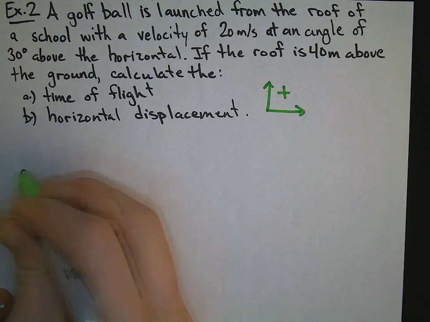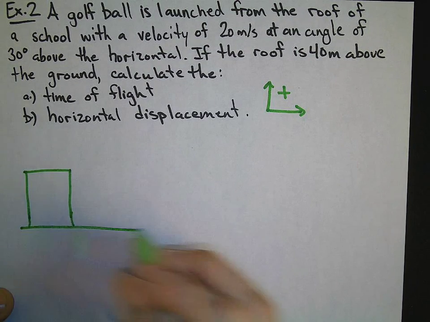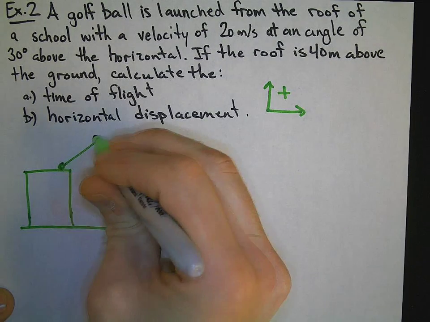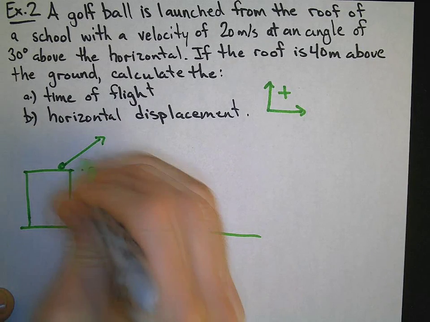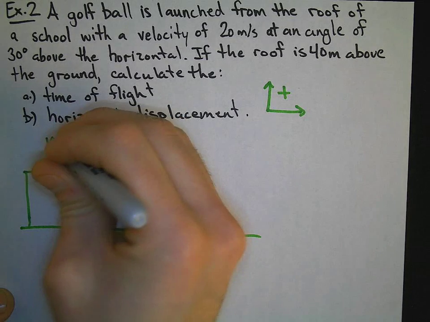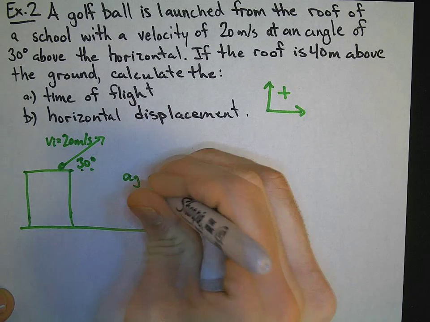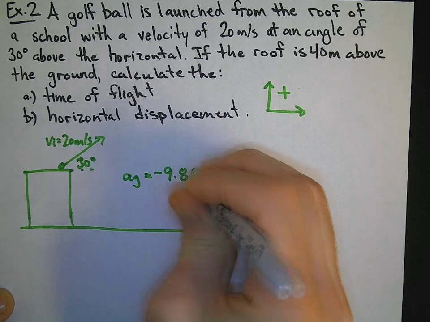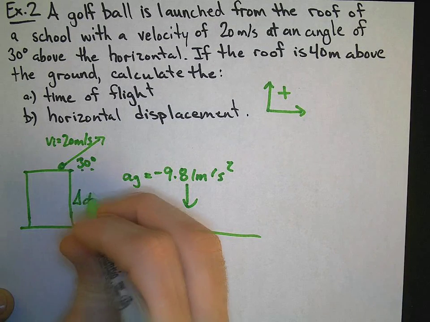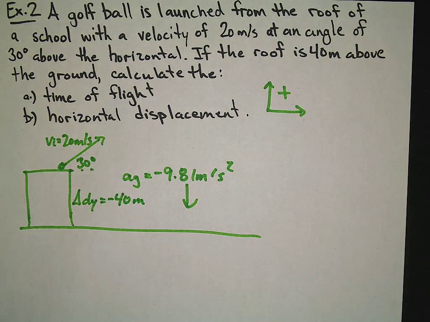If I have the school looking as follows, the ground, golf ball at the very top, it's being launched at an angle of 30 degrees above the horizontal with an initial speed vi of 20 meters per second. We have acceleration of gravity acting down, and my displacement is negative 40 meters as well because we were going in a downward direction.